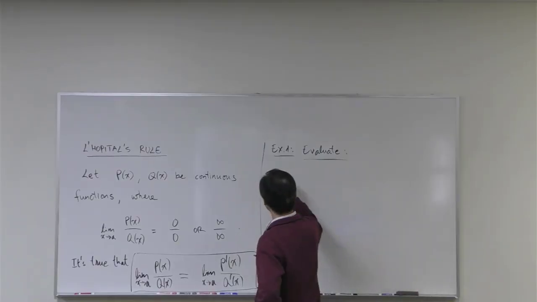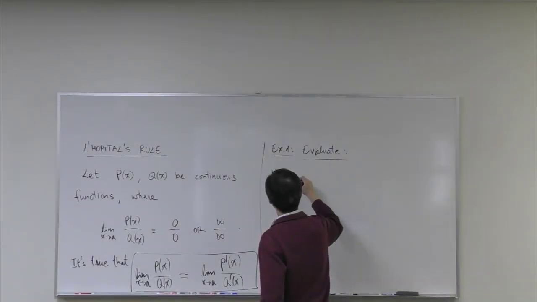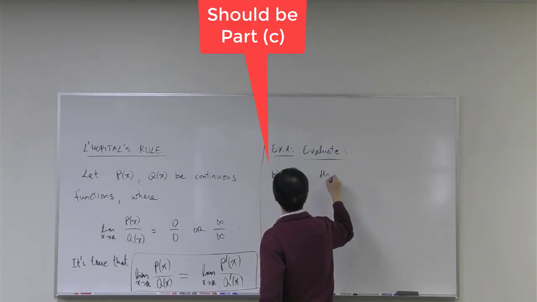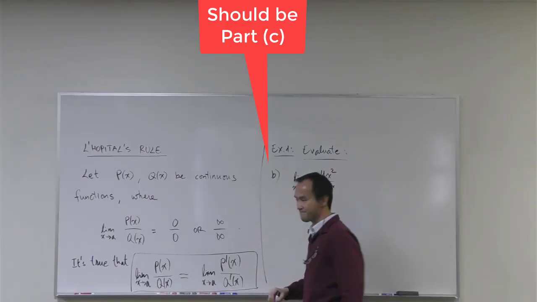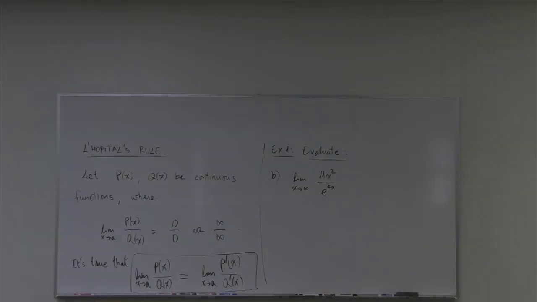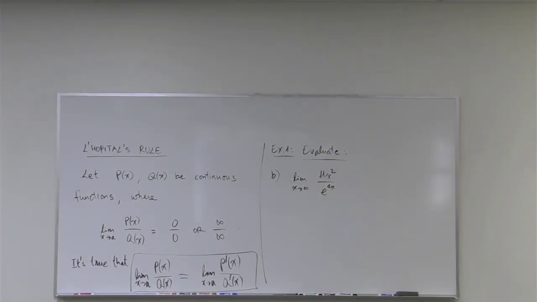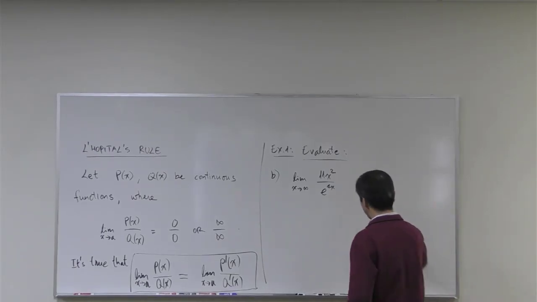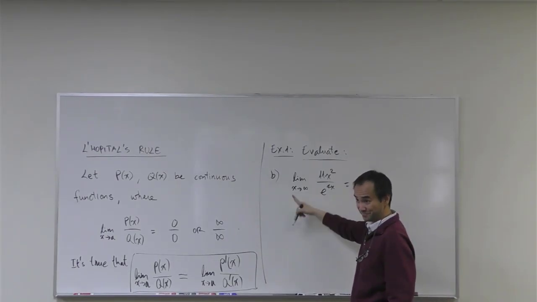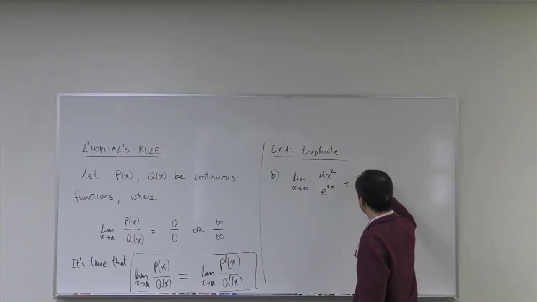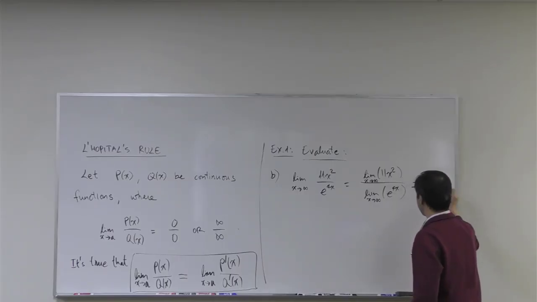So let's look at part B of the example here. Now looking at the limit of 11x squared over e to the 4x, and let's take the limit as x goes to positive infinity. For this problem, once again, if we apply the direct limit laws, I'm going to have the limit of 11x squared over the limit of e to the 4x as x tends to positive infinity. And that's clearly giving me infinity over infinity.